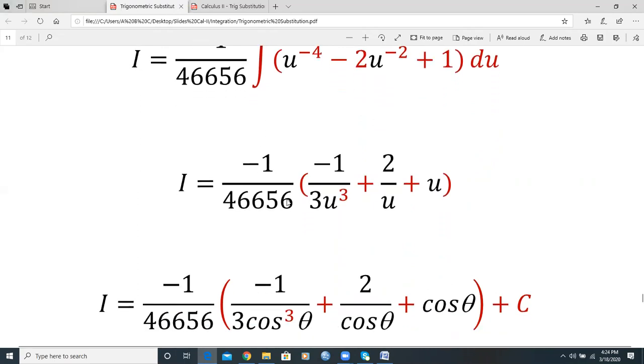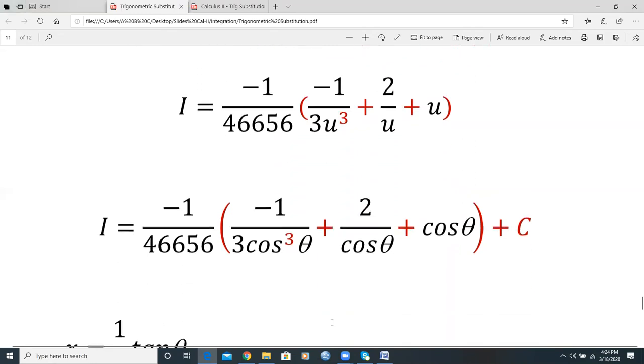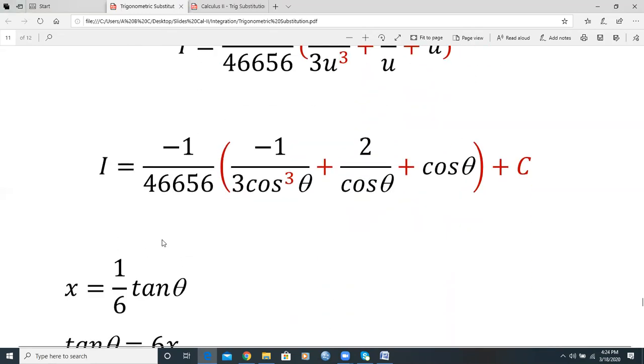So now u is replaced. I'm applying the backward substitution, replacing u by cos theta. Initially we started with the x variable. We had assumed x is equal to 1 over 6 tangent theta. Now we want to replace this cos theta in terms of x.